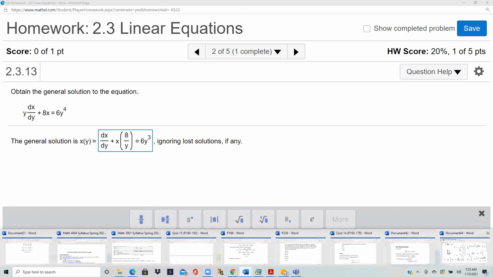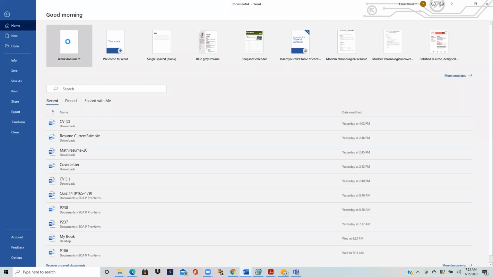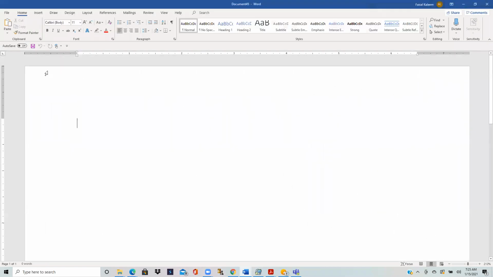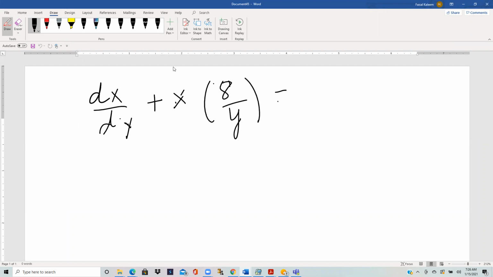So dx over dy plus x times 8 over y equals 6y cubed.